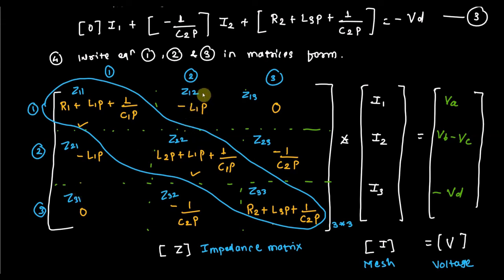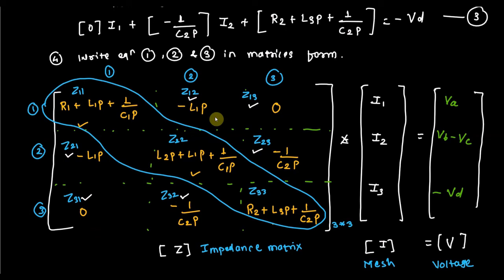You can see here that Z12 and Z21 are the same. This is a checkpoint whether you are correct or not. Z13 and Z31 both are the same. Similarly, Z32 and Z23 are the same. So this verifies that the question we have solved is absolutely correct.